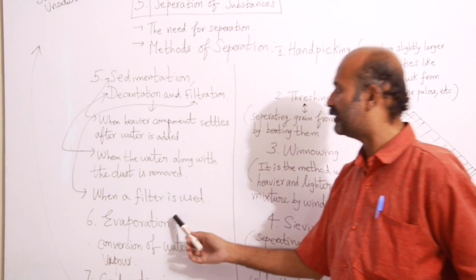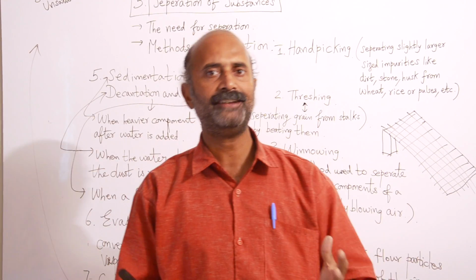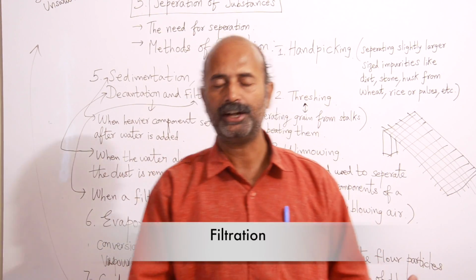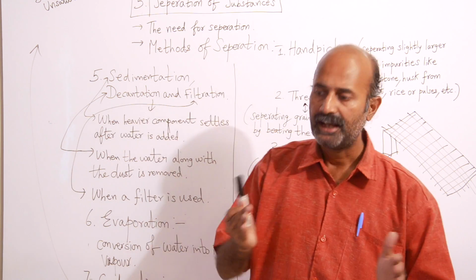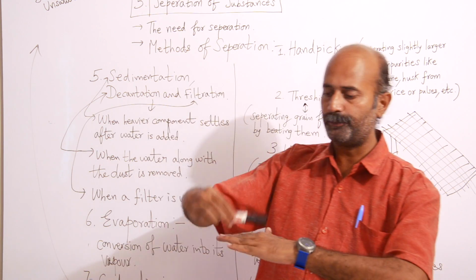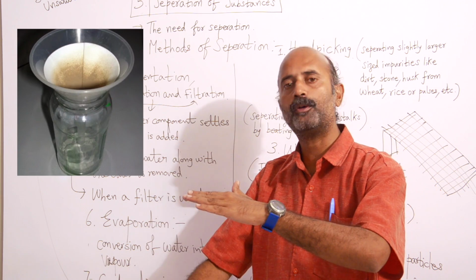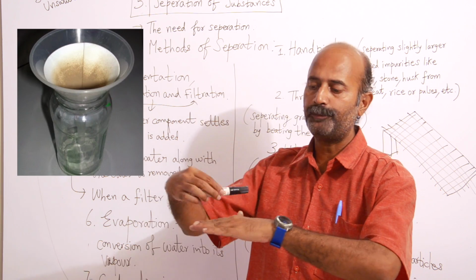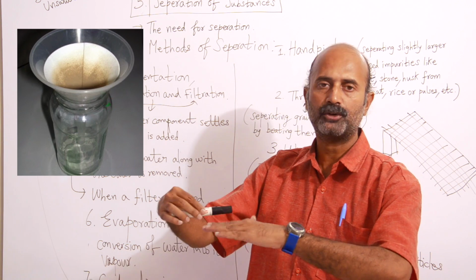Then there is filtration. Like I mentioned earlier, the sieve is a large size filter. When a normal size or a small size filter is used to remove the impurities, you pour the water along with the impurities, the pure substance, the liquid part, flows down, and the impurities remain in the filter.